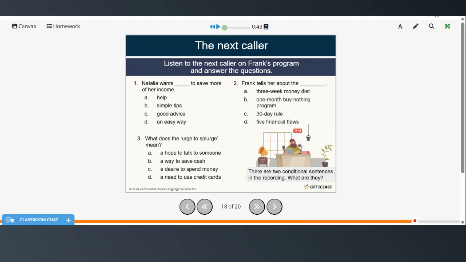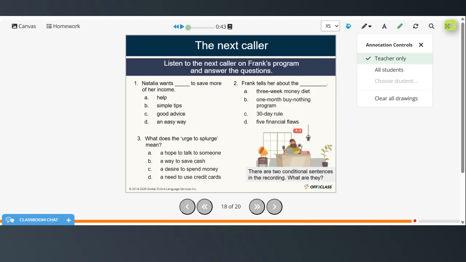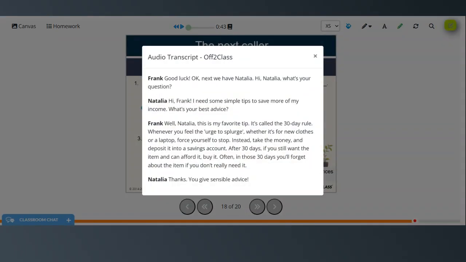Alright, so Natalia wants simple tips to save more of her income. Frank tells her about the 30-day rule. And what does the urge to splurge mean? It's a desire to spend money. And there are two conditional sentences in the recording. What are they? So if you want the item and can still afford it, buy it. And then in those 30 days, you'll forget about the item if you don't really need it.